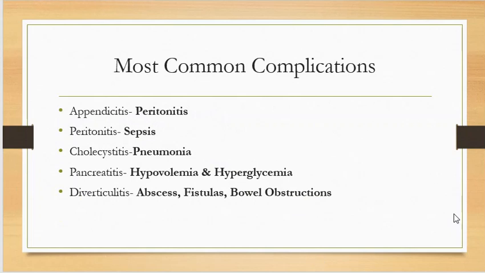And then you should remember the most common complications of each diagnosis. So appendicitis, it can rupture and lead to peritonitis. Peritonitis can lead to sepsis. Cholecystitis, the most common complication of cholecystitis is pneumonia because they have pleural effusions. All right. And pancreatitis, hypovolemia and hyperglycemia are the most common complications of pancreatitis. And the most common complications of diverticulitis could be abscess, bowel obstruction, or fistulas. So those would be emergent situations. A bowel obstruction would need emergent surgery.